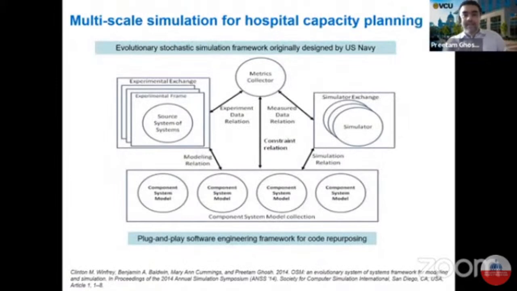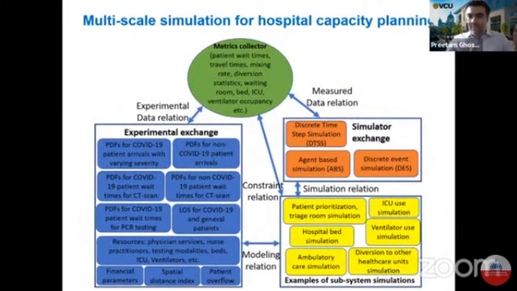For the hospitalization capacity planning, we have a very elaborate simulation mechanism. There are many components in a hospital. We have patient prioritization, triage room, ICU use room, a ventilator use simulation, hospital bed simulation, ambulatory care simulation. Many of these different simulations have been put together in the VCU Medical Center hospital system. And our epidemiological models were feeding into this elaborate simulation, all right? Based on that, we were making predictions in terms of how many hospital beds, ICU and ventilators you would need. So I'll push through very quickly.